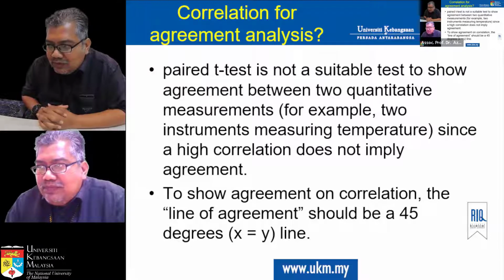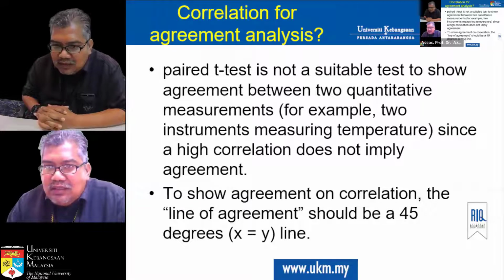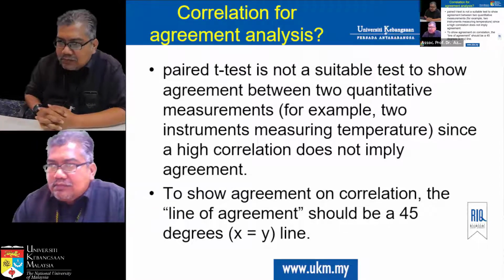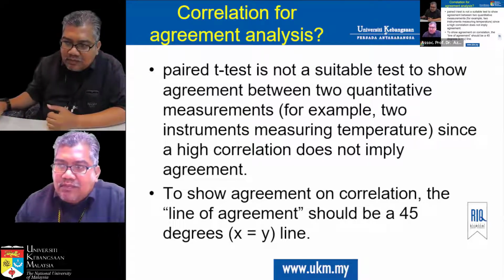Why can't you use the paired t-test? Because the paired t-test is not a suitable test to show agreement. It is just suitable to show trend. You also cannot use correlation, since a high correlation does not imply agreement.